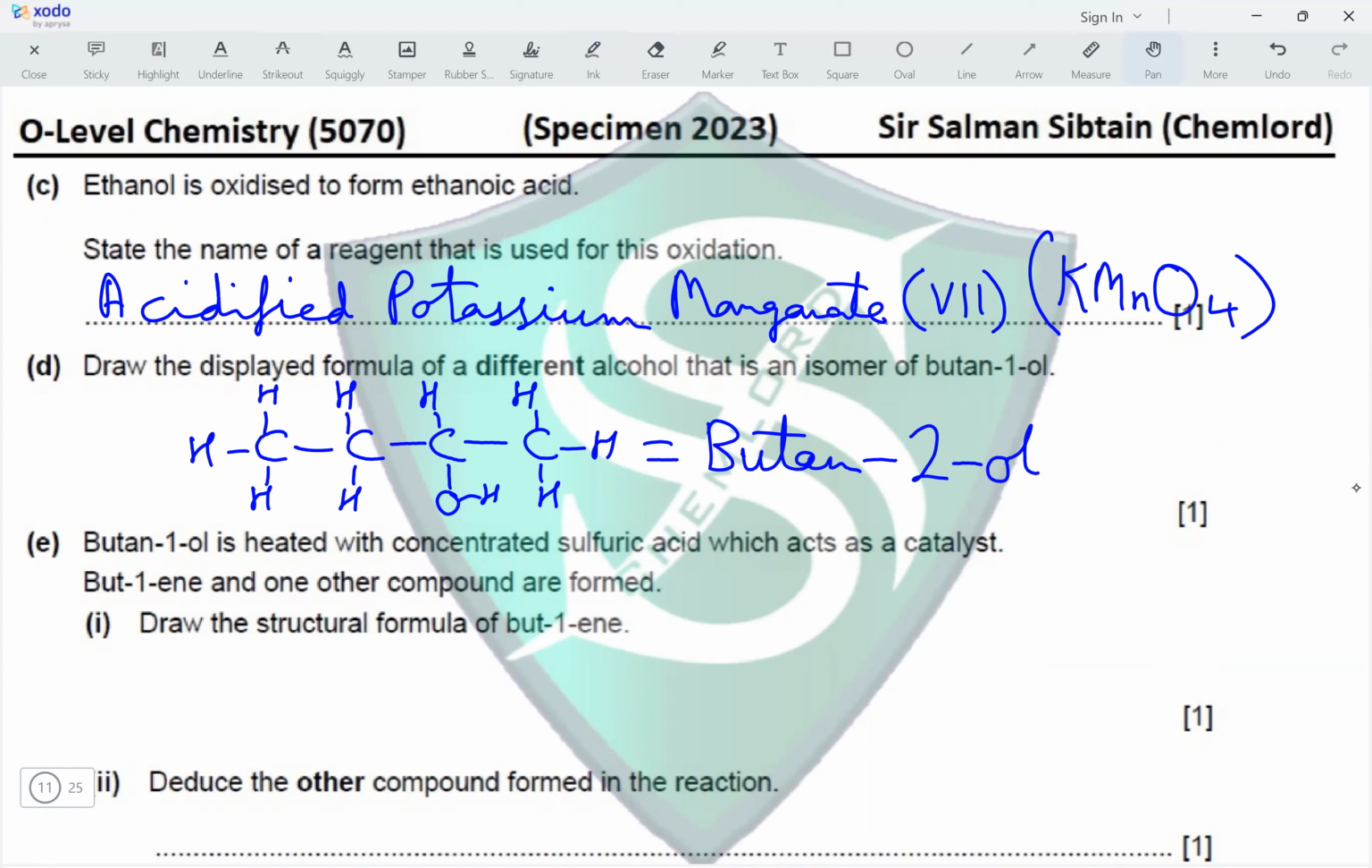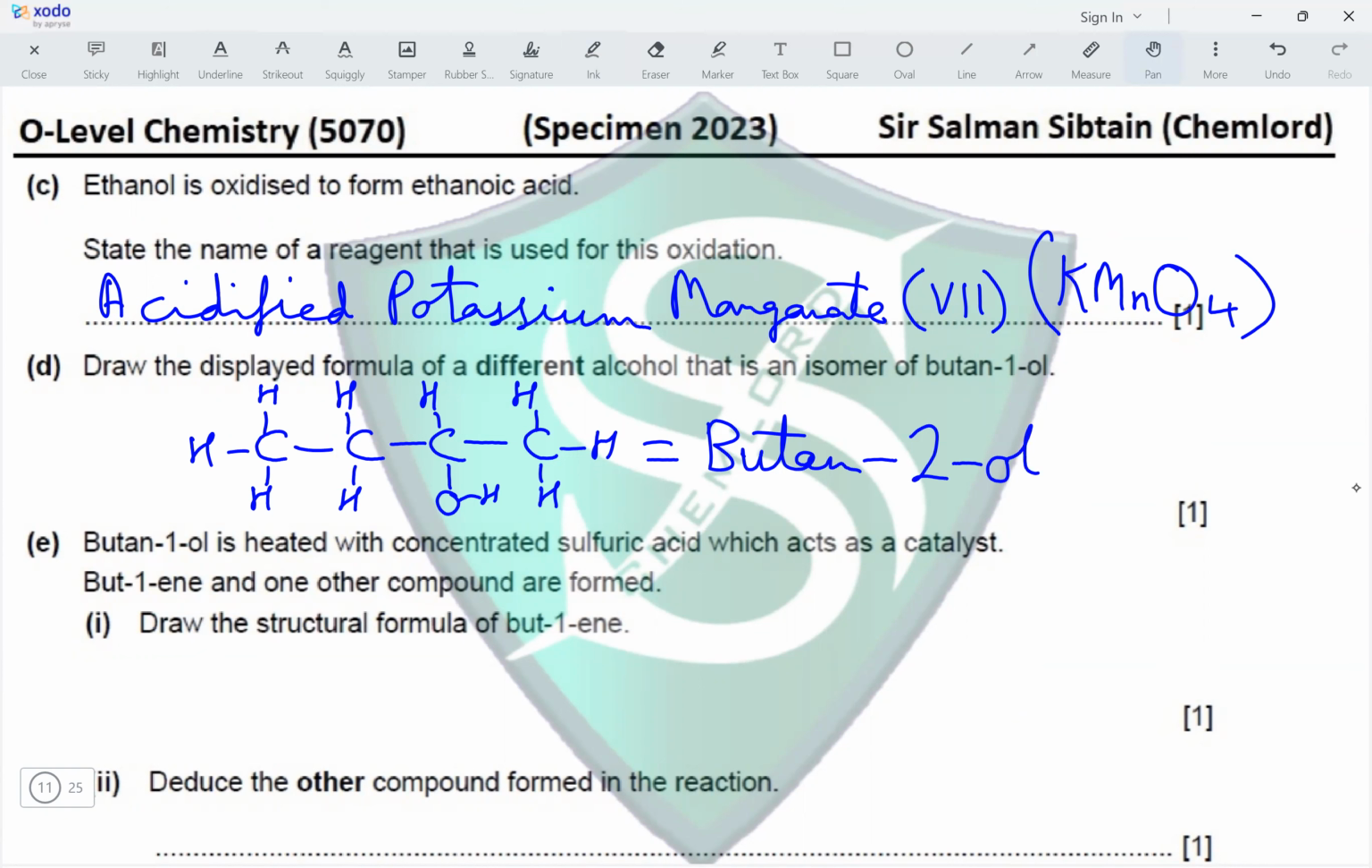So the molecular formula of butane-1-ol and butane-2-ol is exactly the same, but butane-2-ol has the OH group present on its second carbon atom, whereas butane-1-ol had the OH group present on its first carbon atom.